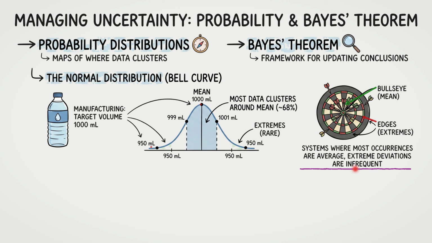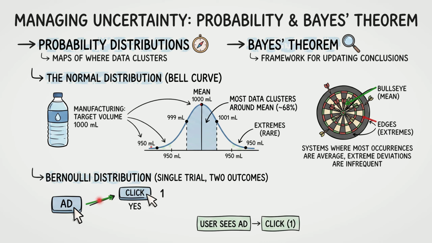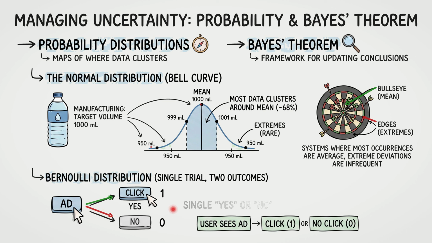Now, let us contrast that continuous curve with something much simpler, the Bernoulli distribution. We use this when an event represents a single trial with exactly two possible outcomes. A perfect example is digital advertising. When a user sees an ad, there are only two things that can happen. They might click it, which is a yes outcome represented by a 1, or they might not click, a no outcome represented by a 0. It is completely binary, a single yes or no trial.